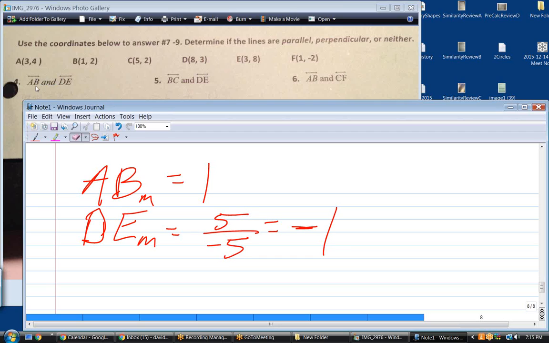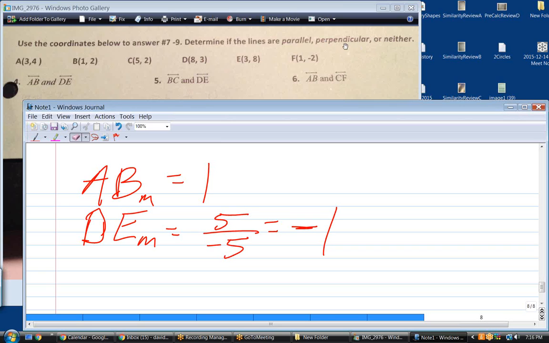Okay, so are those lines parallel? Well, one's going through positive and the other one's going through a negative, so... What determines parallel lines? Same slope. They have to have exactly the same slope to be parallel. Okay, so are these parallel? No.